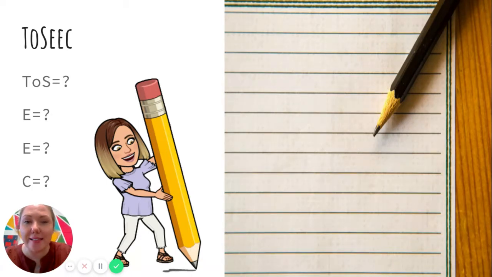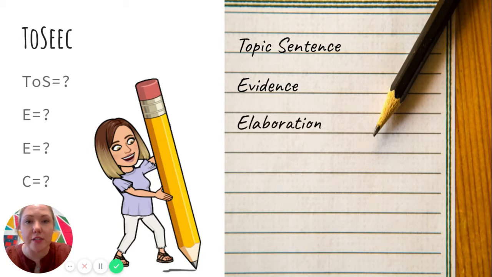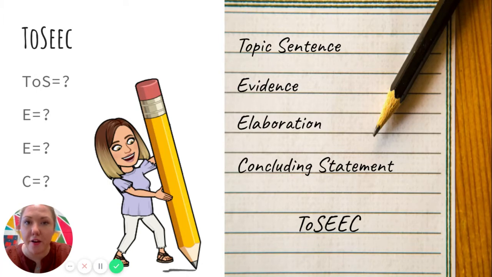What does the TOS stand for in 2 seek? This stands for your topic sentence. Okay, and in the next slide, I'm going to give you all the actual table that you can take notes on that gives you the definition as well as what the letters mean. The first E stands for evidence. The second E stands for elaboration. And finally, the C stands for concluding statement. And with all of these together, we can now write our 2 seek paragraph.